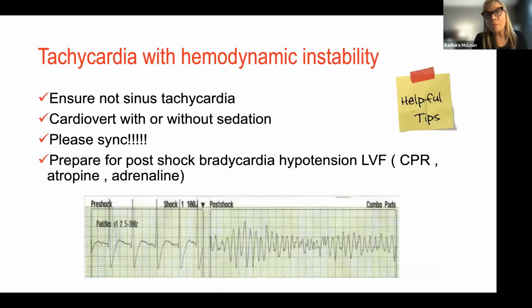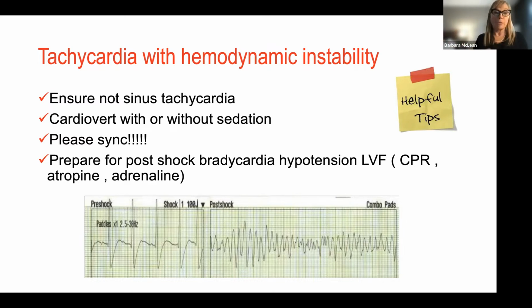Okay, so I just want to remind you, tachycardia with hemodynamic instability, the first thing you're going to try to do is ensure it's not sinus tach, and you're going to cardiovert. If they're unstable, you're going to cardiovert with or without sedation. Please synchronize. Because you're so lucky with your device, it shows you where it's going to apply the shock. If that shock is not clearly differentiated from the T wave, then change your primary lead, and then also be prepared, of course, for post-shock bradycardia, hypotension, left ventricular failure.